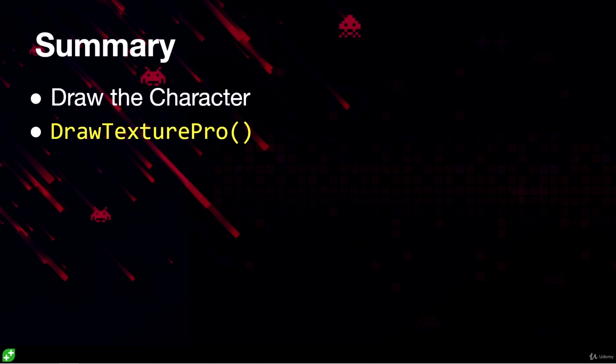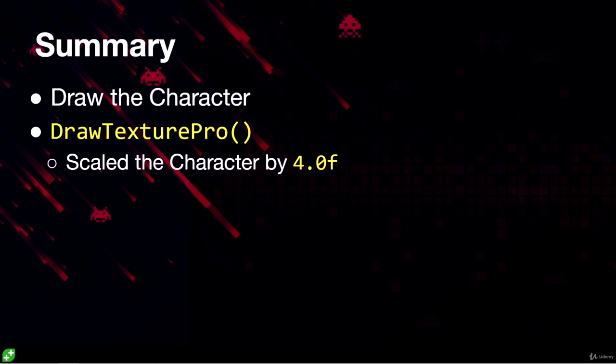Okay, so in summary, we drew the character to the screen, and we used the function drawTexturePro, which allowed us to scale the character and also use a rectangle from the sprite sheet. We scaled the character by a factor of 4.0, and we learned that we could add the f suffix to literal floating point values in order to designate those values to be floats rather than the default double.